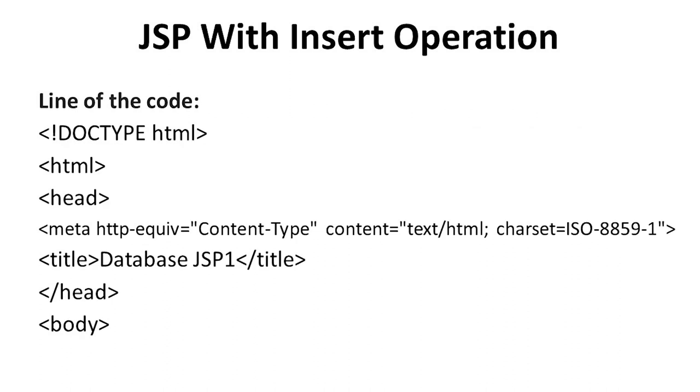So we use the HTML: doctype html, html tag, head tag, meta http-equiv="Content-Type" content="text/html; charset=ISO-8859-1". Here we use the title, database JSP1. We close the title tag and we also close the head tag. And in the next line we use the body tag.